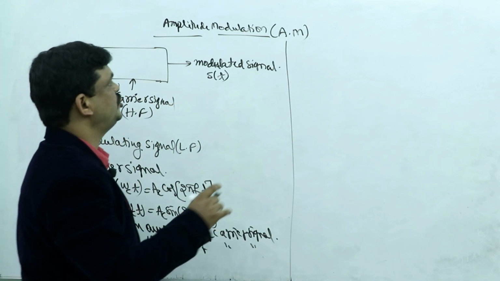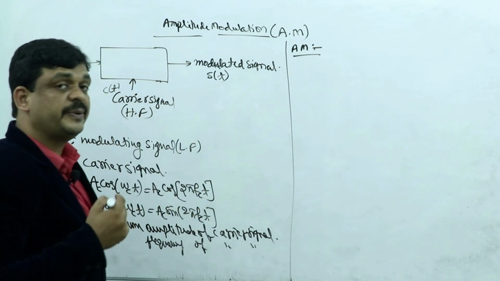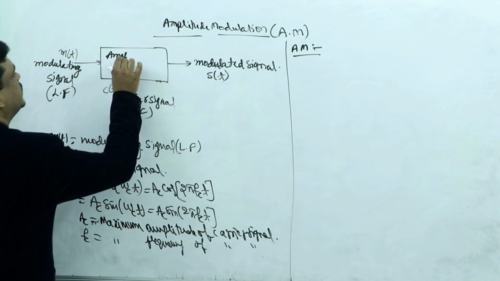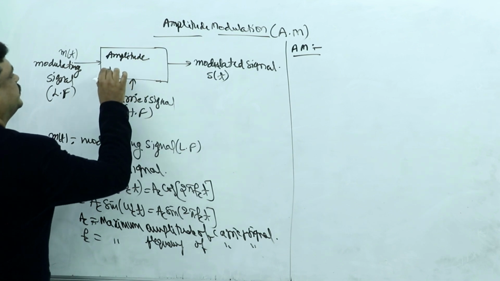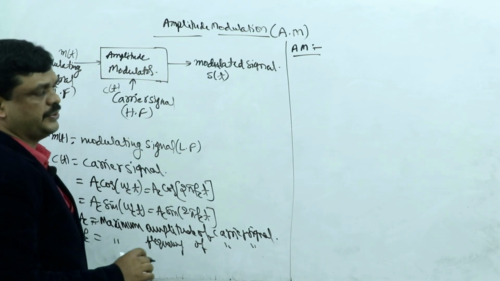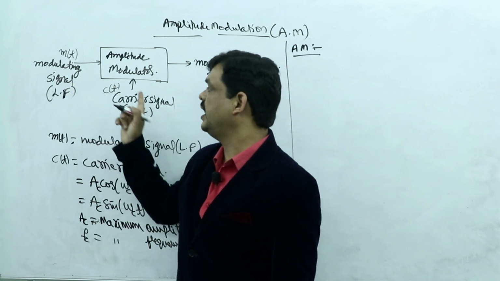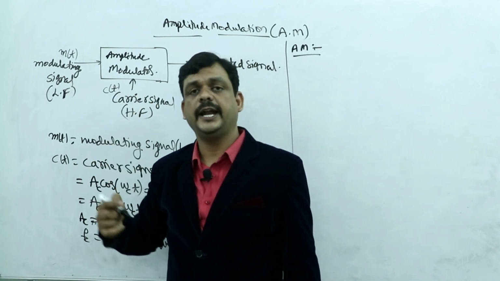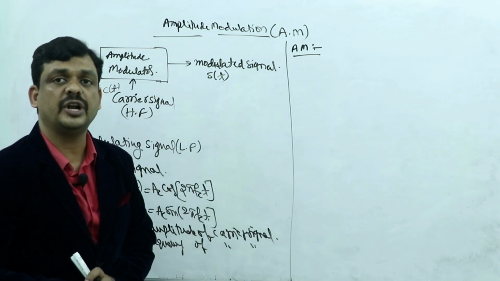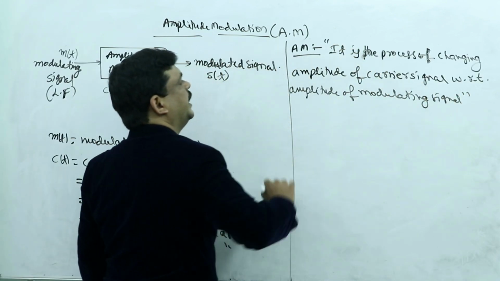Now I want to write the definition of AM modulation, amplitude modulation. Now here we want which type of modulation? AM modulation. That's why now I'm taking this circuit as an amplitude modulator circuit. The amplitude modulator circuit requires two input signals. One input signal is the modulating signal and another input signal is the carrier signal. It performs an operation, and after that process it gives the modulated signal. The modulated signal is always S of t. This is the standard definition of AM modulation.